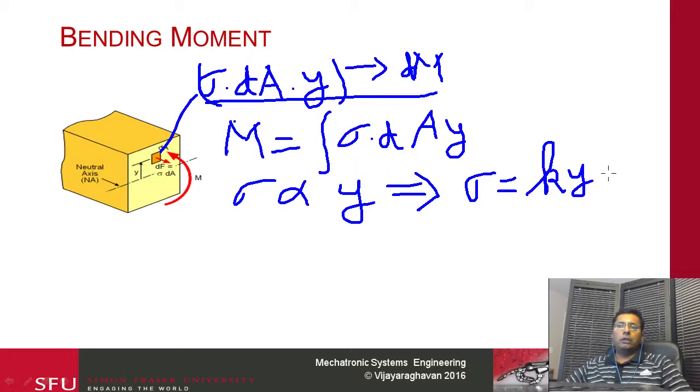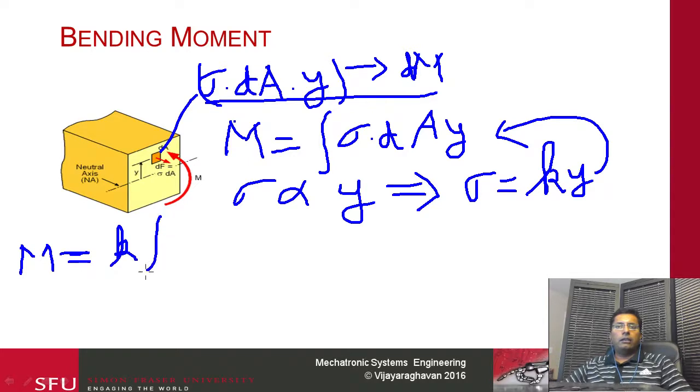So what can I do? I'm going to put this over here. So what that does is my M basically becomes, and then I can pull this k outside, so this becomes k times the integral over the area of the surface. I have one y from here, and then I have another y over here. So this becomes y squared, and then we still have this dA. So now my M is some constant times the integral of y squared dA.